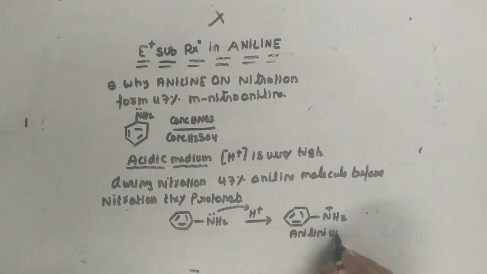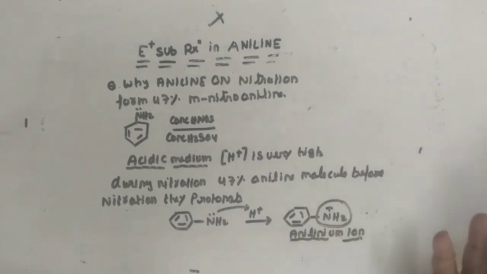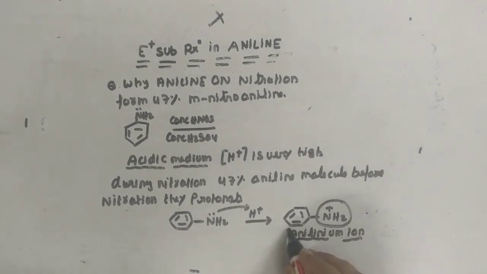Now you can see in anilinium ion, we have an electron withdrawing group on the benzene ring. NH3 plus is electron withdrawing, so it will withdraw electrons from the benzene. And now if it undergoes nitration, the attack will be at the meta position, because whenever an electron withdrawing group is there on the benzene ring, the electrophile attacks at the meta position. So now after aniline undergoes protonation, it forms anilinium ion. Now it will undergo nitration, and the NO2 plus will attack at the meta position. So let me write all this in words.